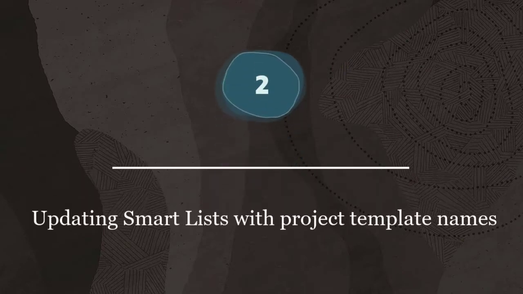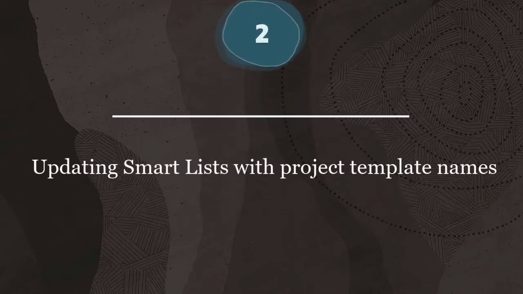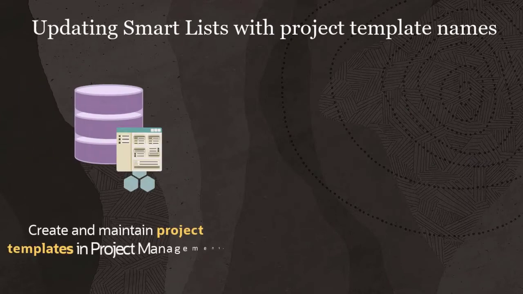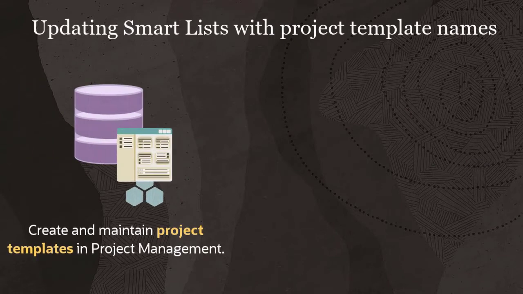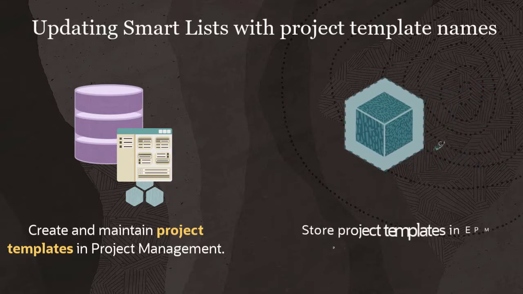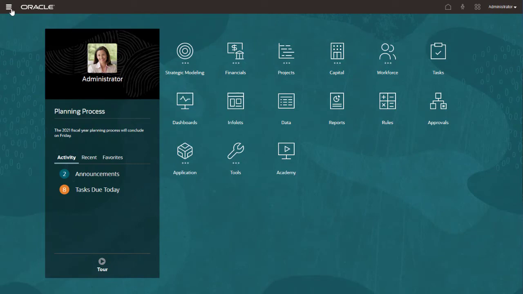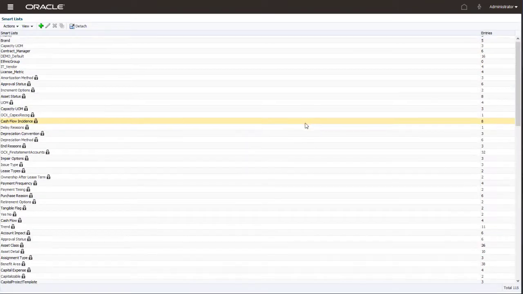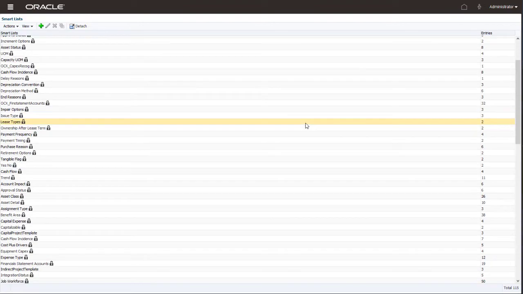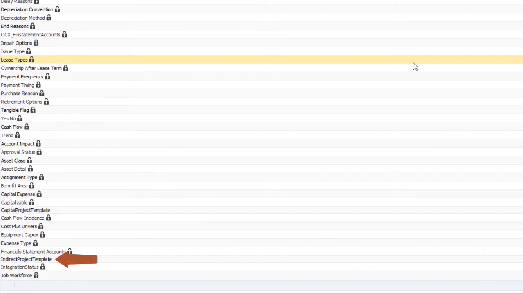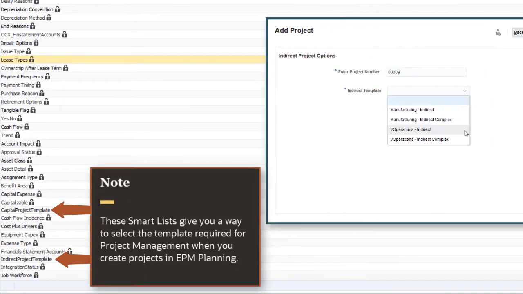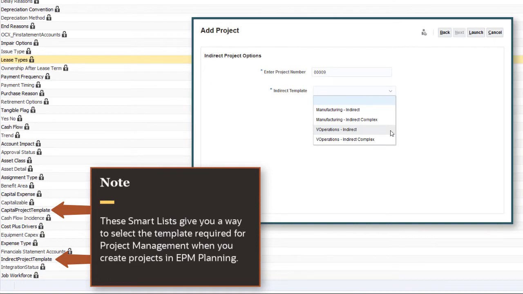Step 2. Updating smart lists with project template names. You create and maintain project templates in Project Management, where they are required for project creation. EPM Planning stores project template names in smart lists. Let's navigate to Smart Lists. The system adds two lists when you enable Project Management integration: Indirect Project Template for indirect projects and Capital Project Template for capital projects. These smart lists give you a way to select the template required for project management when you create projects in EPM Planning.